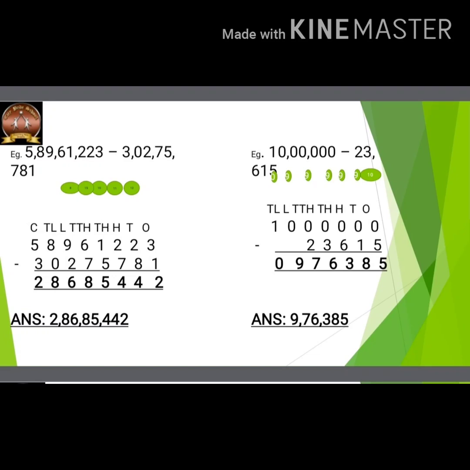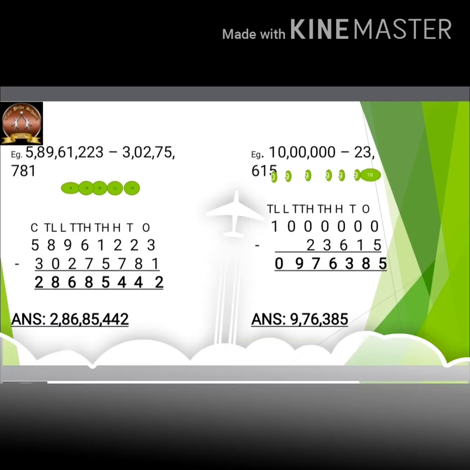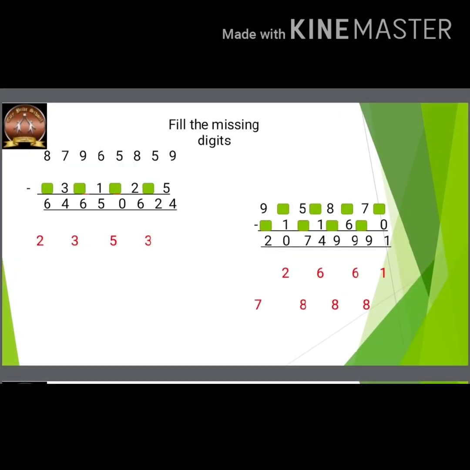Let's see the next example. It is 10 lakh minus 23,615. Now children, I would like to give you a trick. When I have a subtraction with zeros, the very first trick is all the number except the ones place number becomes 9 and the last ones place number remains 10. So please apply this term, and when you do that, do the calculation, you will get the answer as 9,76,385.